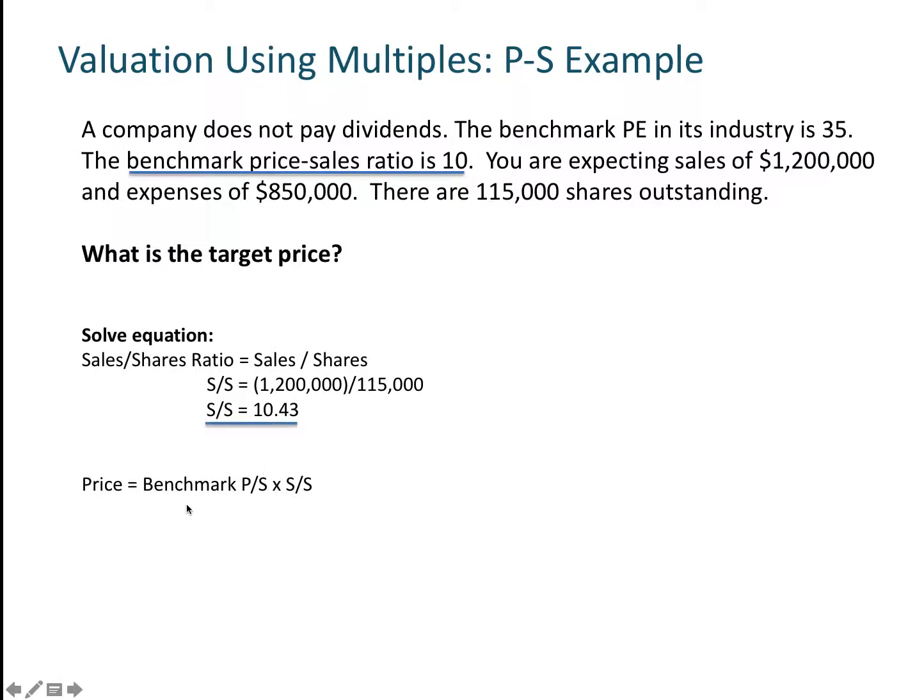Now, we look at our benchmark. That was 10 for our price to sales, and we multiply that by our sales to shares, which we just solved, which was 10.43, and that will give us a price of $104.30.